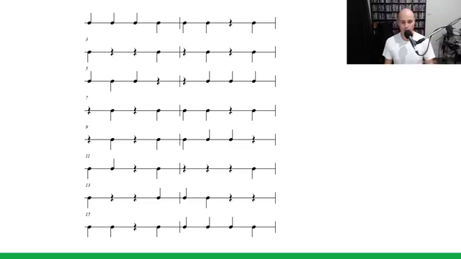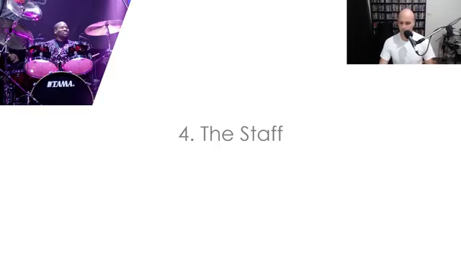Pretty simple, right? Now, note that I didn't get confused. Some of those notes had the stems facing up. Some of those notes had the stems facing down. It doesn't matter. They all look like quarter notes, so they're all being counted and played like quarter notes, okay? So don't be misled whether the stem is up or down. It makes little difference, okay? In fact, it makes no difference.